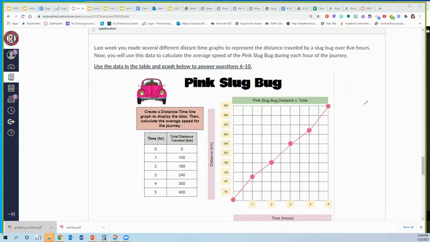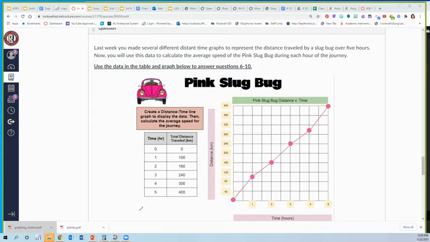Okay, so we are going to go over an example for how to work through questions 6 through 10. Last week, you made several different distance time graphs to represent the distance traveled by a slug bug over 5 hours. Now we're going to use that data to calculate the average speed of the pink slug bug during each hour of the journey. So last week, you did calculate an average speed.